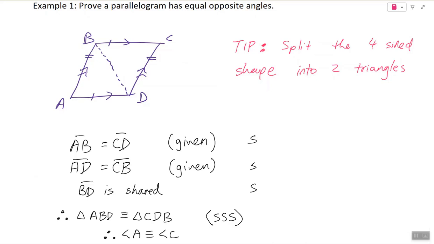So I'll go through the steps again. Split the four-sided shape into two triangles so we can use the congruency test. Use the congruency test to show they're congruent, then show whatever the question's asking, equal angles, equal sides, whatever it is. Okay?